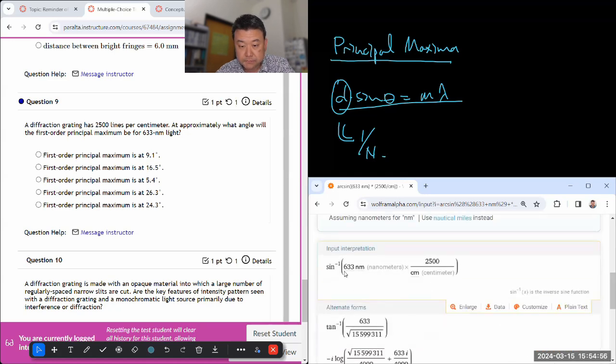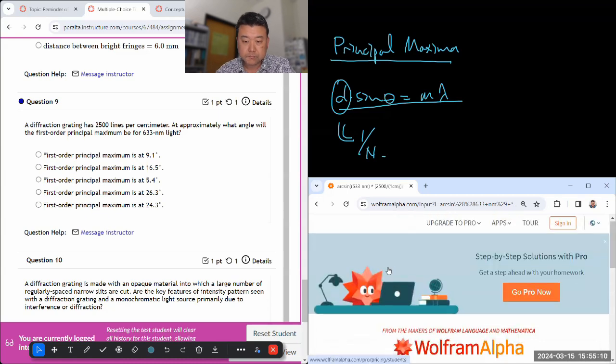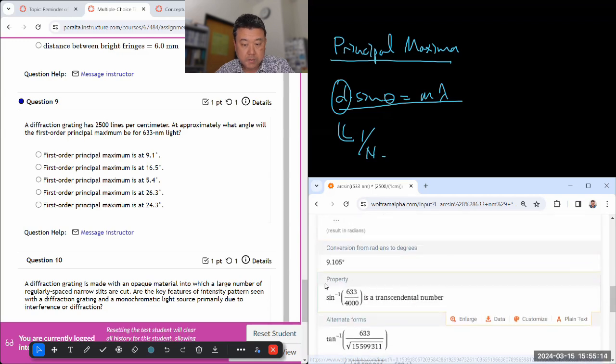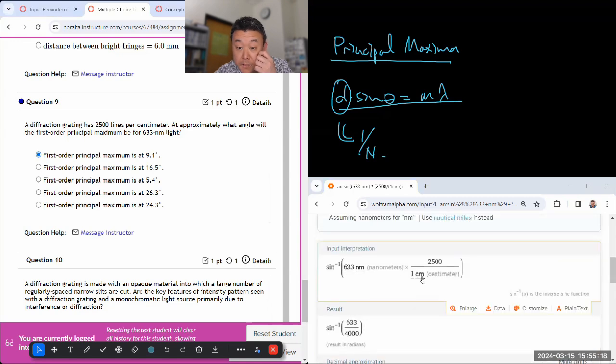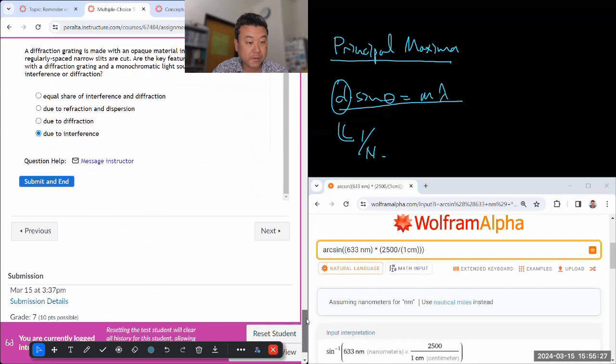What? Okay. I don't know why Wolfram Alpha was getting confused before, but putting 1 centimeter on the bottom helped.